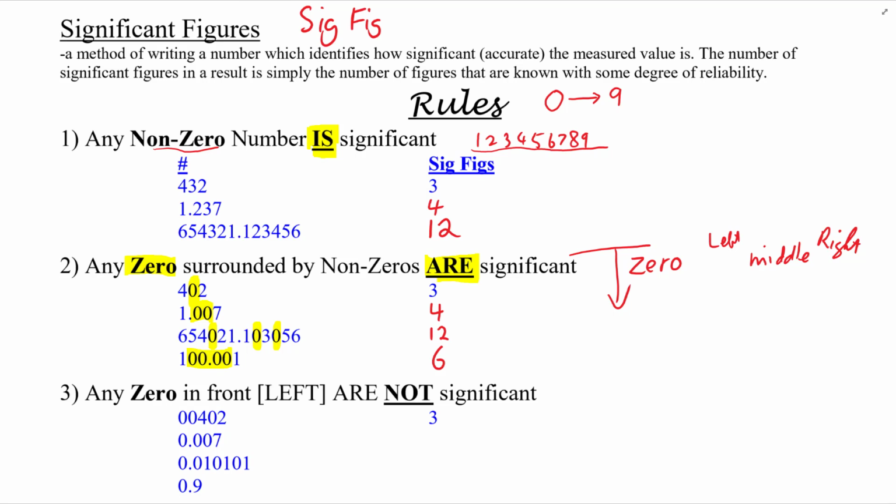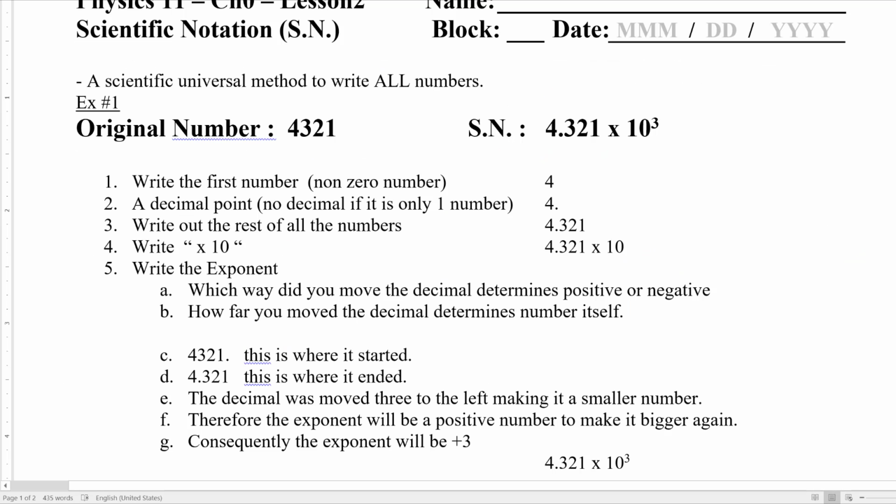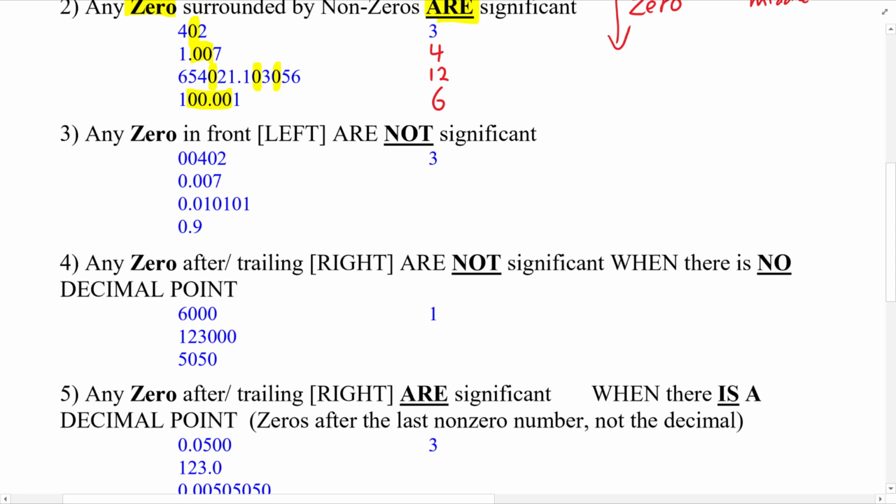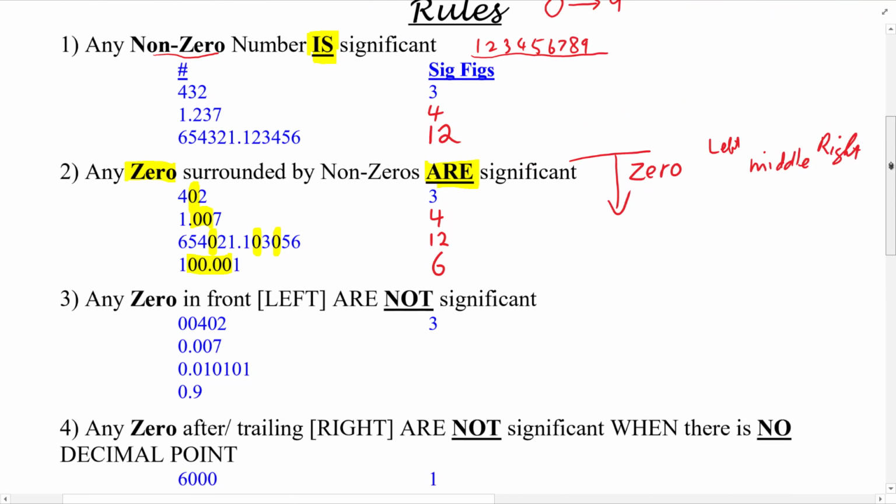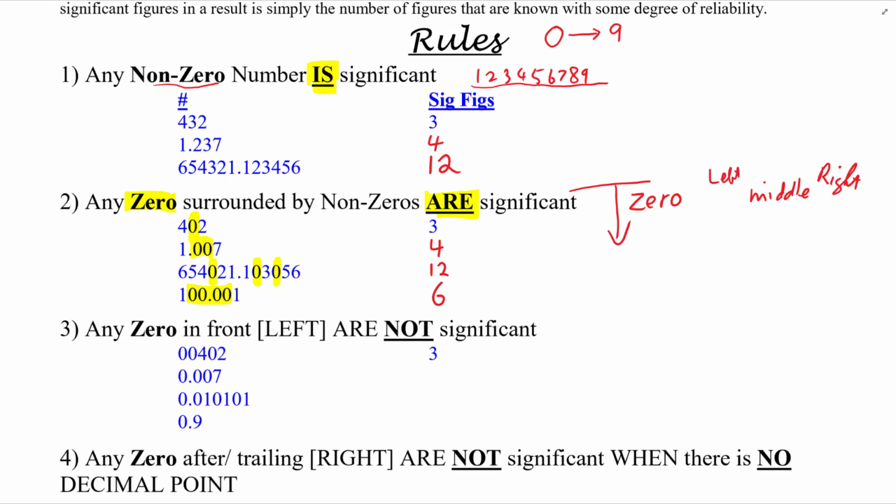Let's see if I can do this. Zooming. Okay. So we're back here. So any zeros that are surrounded are significant. Upcoming, the first rule that is not. Oh, not. There we go. First blunder. As I try to scroll, nothing's happening. So let's just bring it back up. And there we go. It's Windows products. Shh.